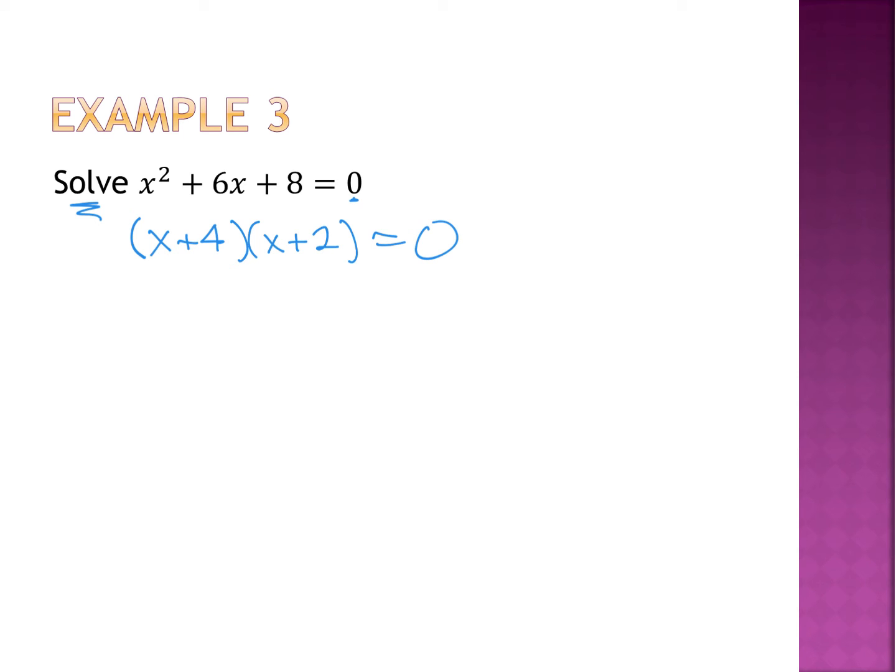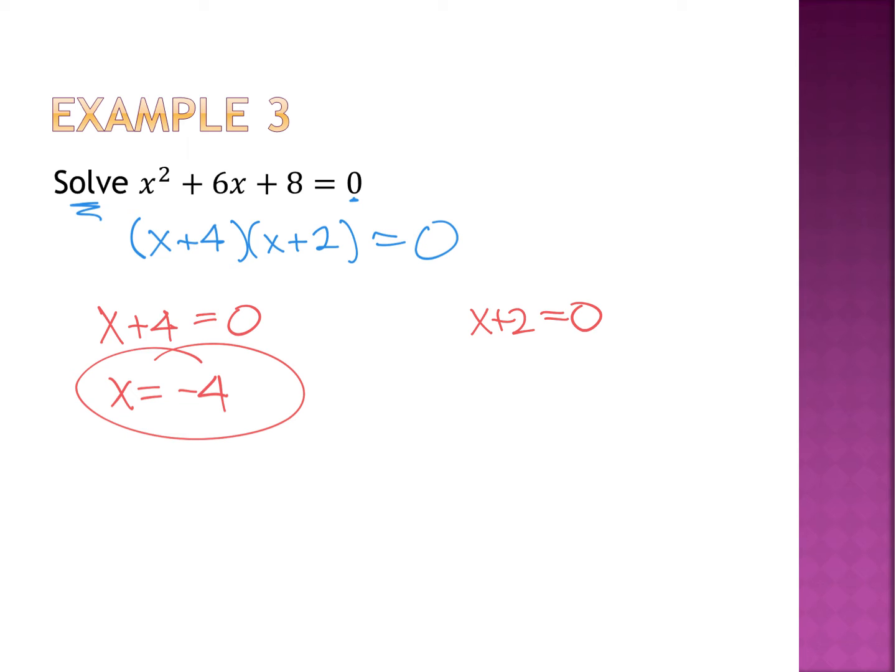Now that I have my factors and their product set equal to 0, I'm going to take each factor. So I have x plus 4, and I'm going to set that equal to 0. And I have x plus 2, and I'm going to set that equal to 0. Then I'm going to solve for x. When I do that, I end up with x equals negative 4 and negative 2. Don't forget, you can always plug these numbers back into the equation and end up with 0, and double check your work to make sure that you've done it correctly.